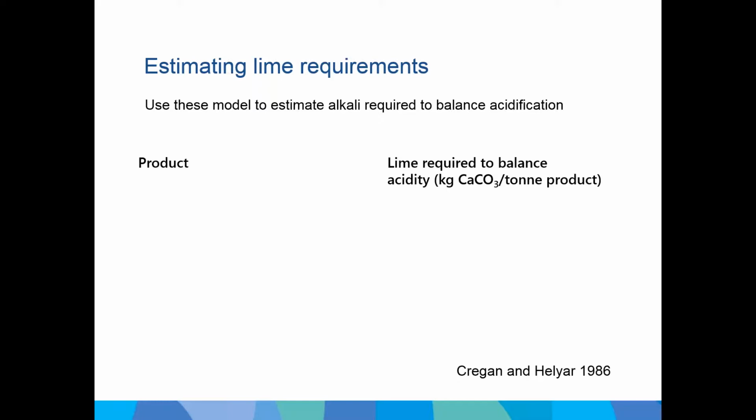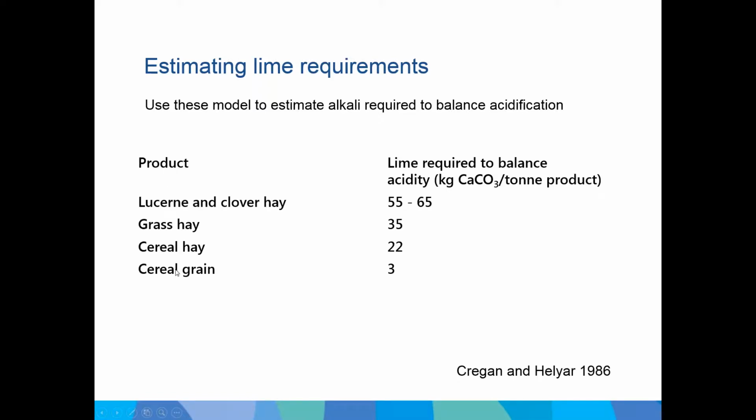These models were then used to estimate the alkali, or the lime, if you like, required to balance that acidification. And so basically using those models, you could say, right, if I've got a product, be it cereal hay or grain, then if those processes that we understand in those models work, then for every ton of product, you should have a certain number of kilograms of lime that you'd have to use to neutralize the acidity that's created when you take away grain or take away hay.